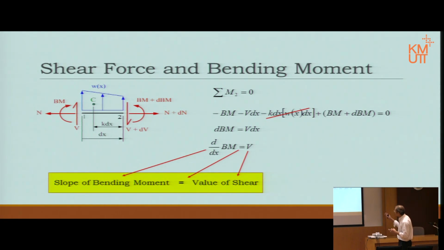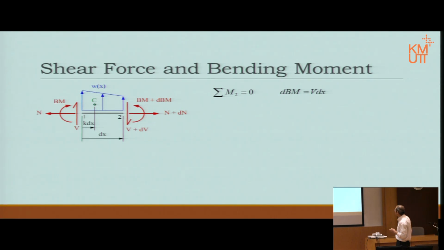As I said, this expression dM equal to V dx has another interpretation. Okay, this is the same one. I just summarize what we found from the summation of all moments about point 2 equal to 0. In that case, last time we used the differentiation form. However, this time we're going to use the integration form. So basically, we integrate both sides.